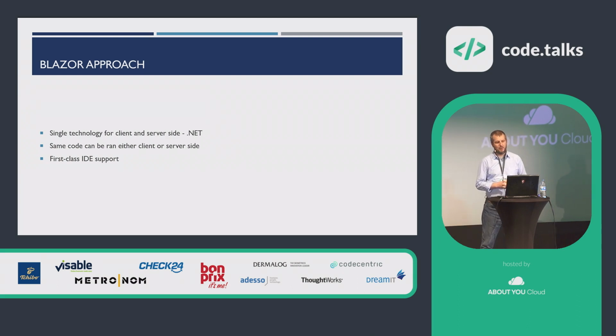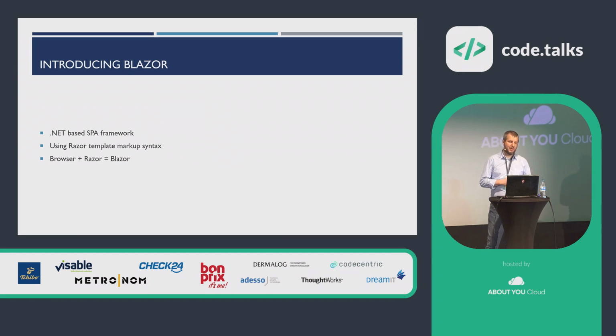So what Microsoft is offering is single technology for the client and the server side. That technology, as already mentioned, is .NET. Same code can be run both client and server side, so you can easily switch between client and server side execution, and IDE support is traditionally good with Microsoft. So let's take a deeper look at this. So what Blazor is, it's a .NET-based single-page application framework.